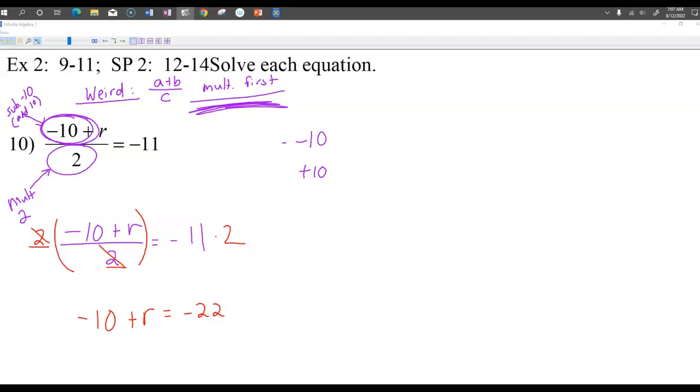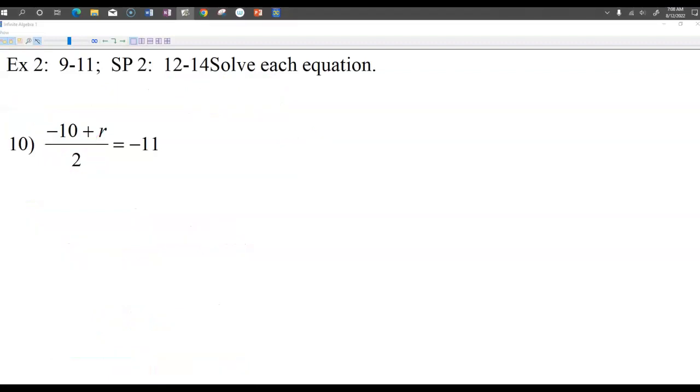And now we need to subtract the negative 10, but that's really just the same thing as adding 10. And that leaves me with r equals negative 12. Okay? So those are two-step equations. Let me bring some up for you guys to practice with.